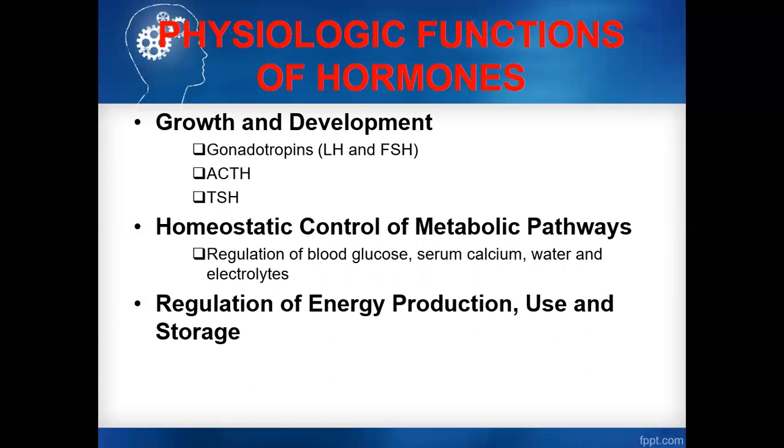Now, hormones also exert homeostatic control of metabolic pathways. For example, regulation of blood glucose. So what hormone is this? We have insulin, okay? We also have glucagon. Or metabolism or homeostasis of calcium. What hormone? Parathyroid, okay? And then water and electrolytes. So water may be ADH, electrolytes may be aldosterone, and among others. So you will have a separate discussion on those specific hormones.